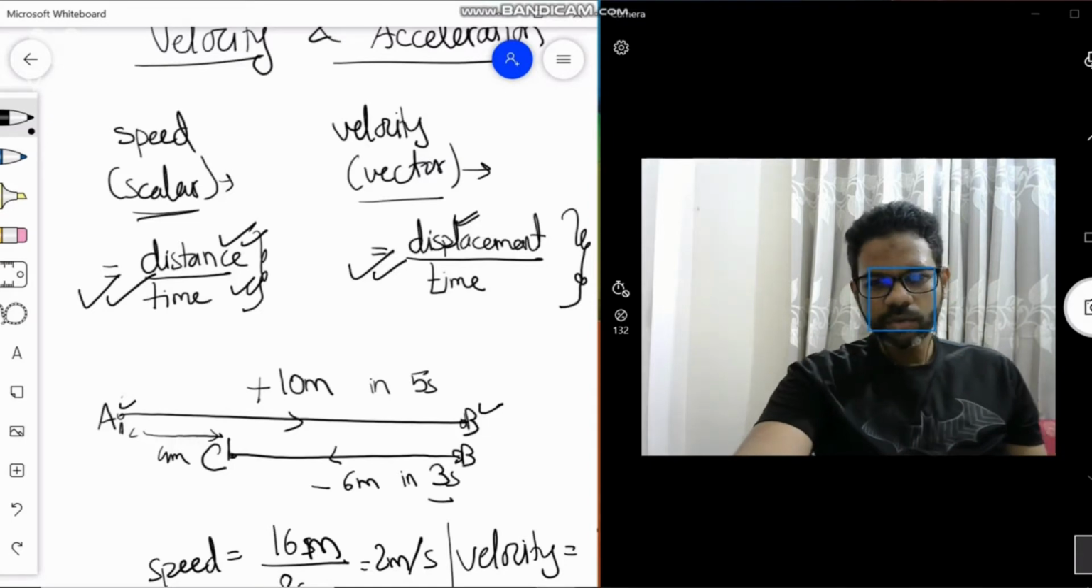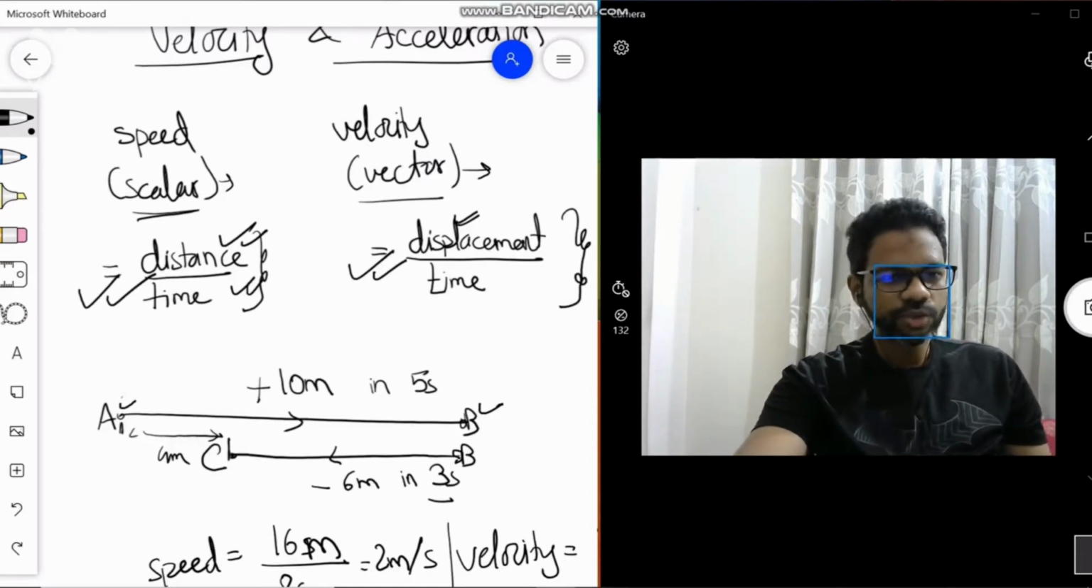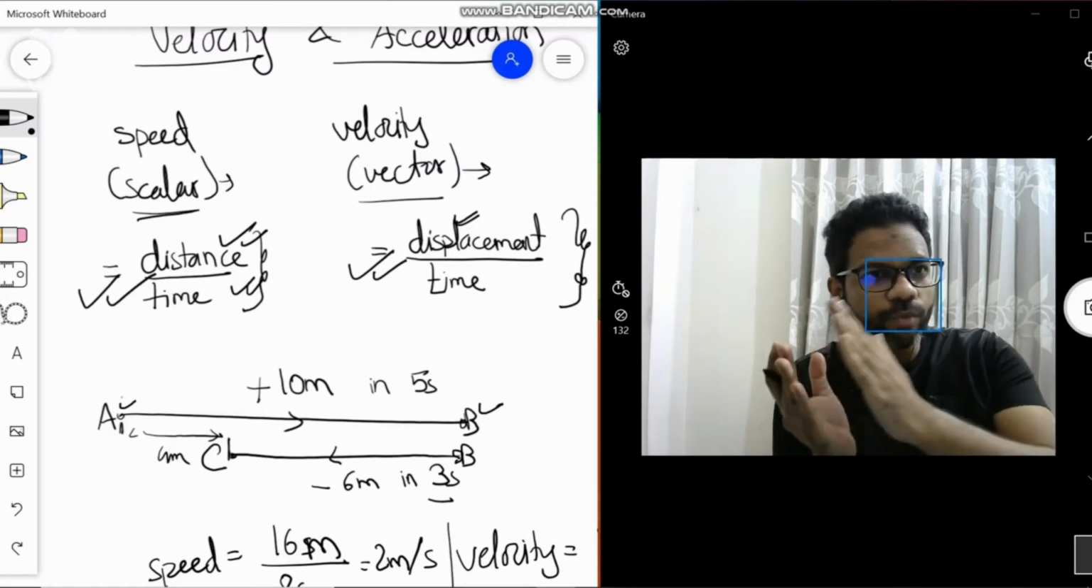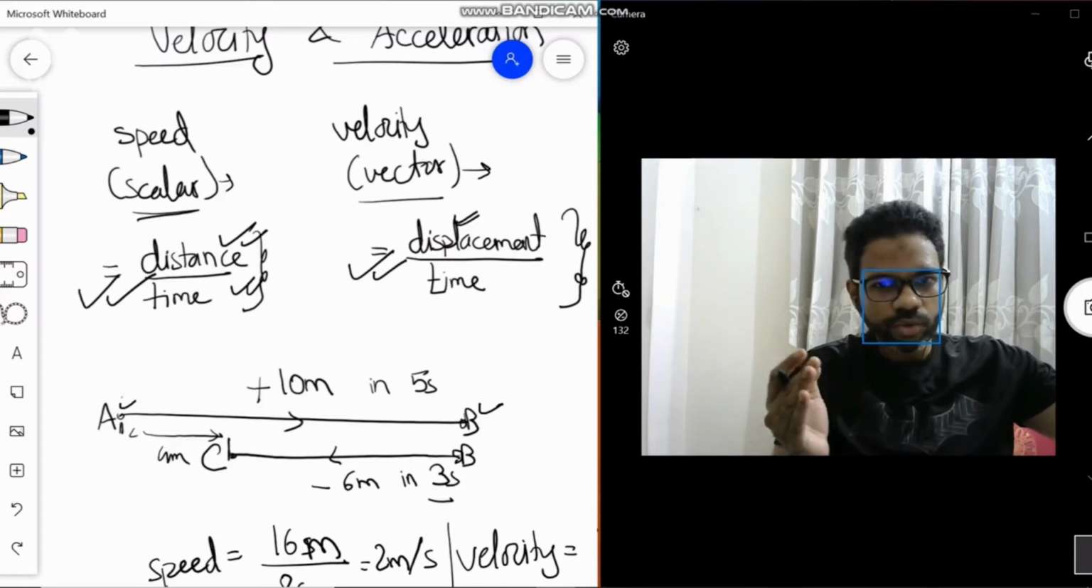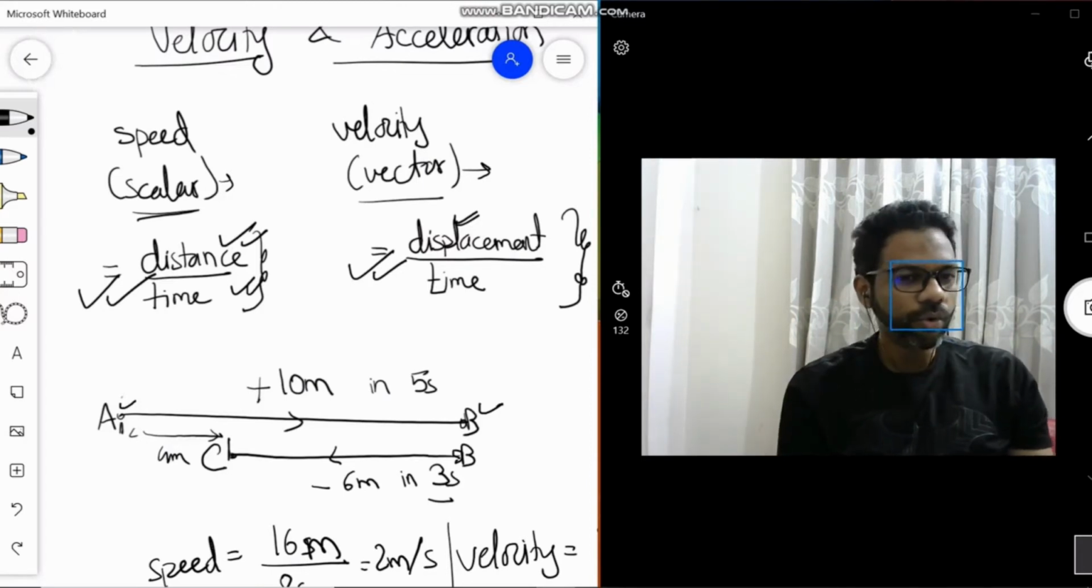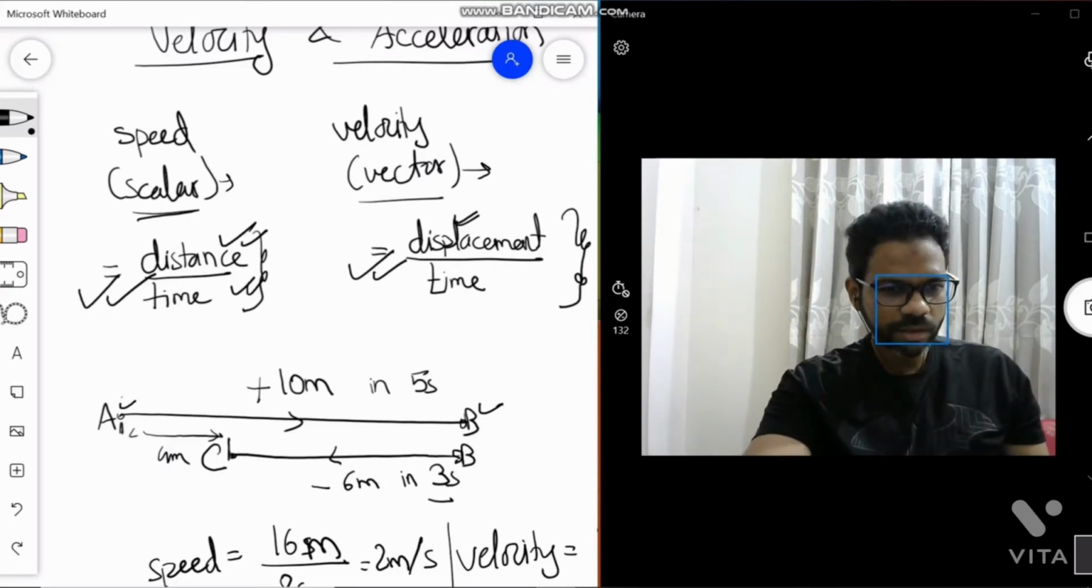Now when we are calculating vectors, we usually put a plus sign or minus sign to show the direction. The minus does not mean that you have moved a distance which is less than 0. You can't move minus 6 meters, right? So the minus sign is actually showing that we are moving in the opposite direction. So what happened? We started from A, moved to the right 10 meters, and then moved in the opposite direction another 6 meters, right?